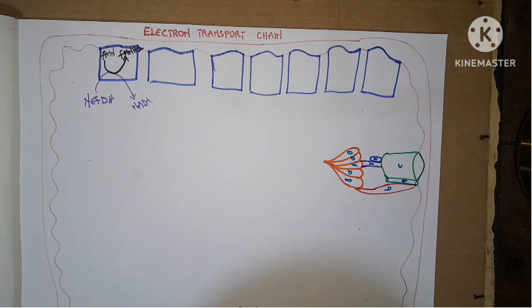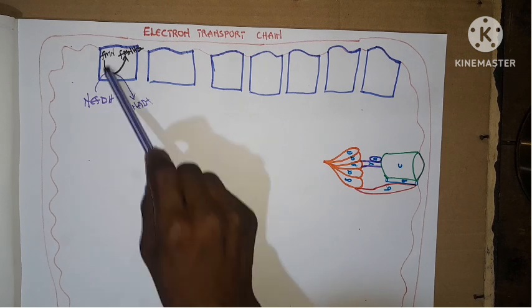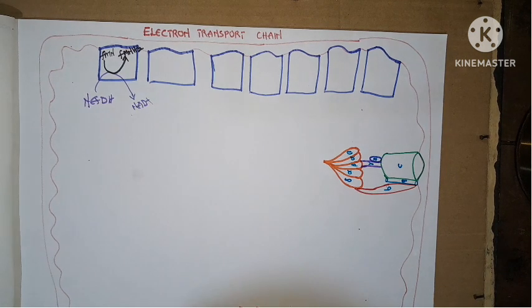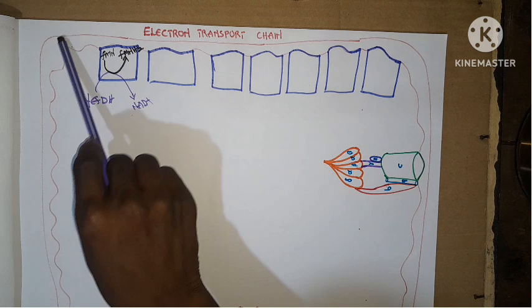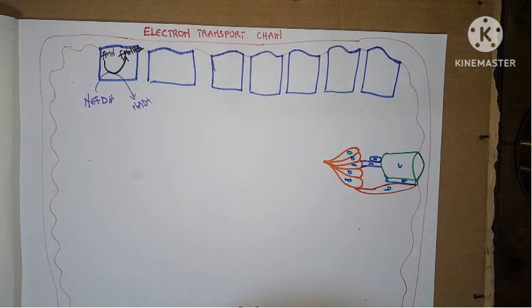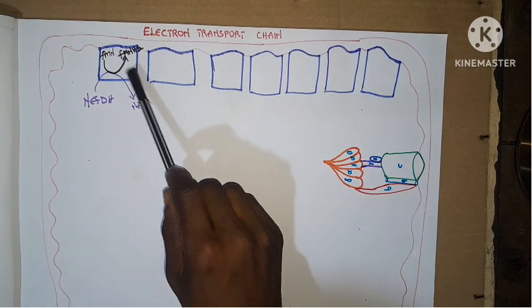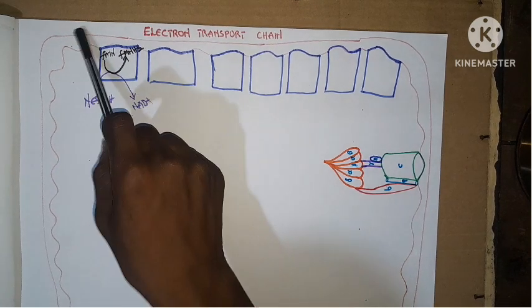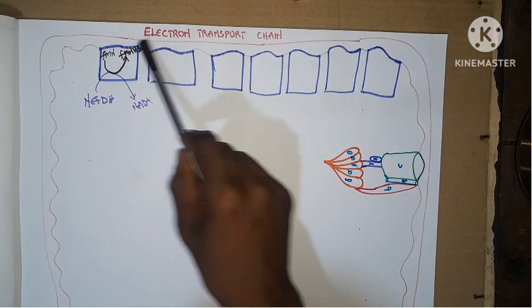So we pass electrons into complex 1, and when we did that, where did the protons go? When we pass electrons into this complex 1, the protons are pumped into the intermembrane space.